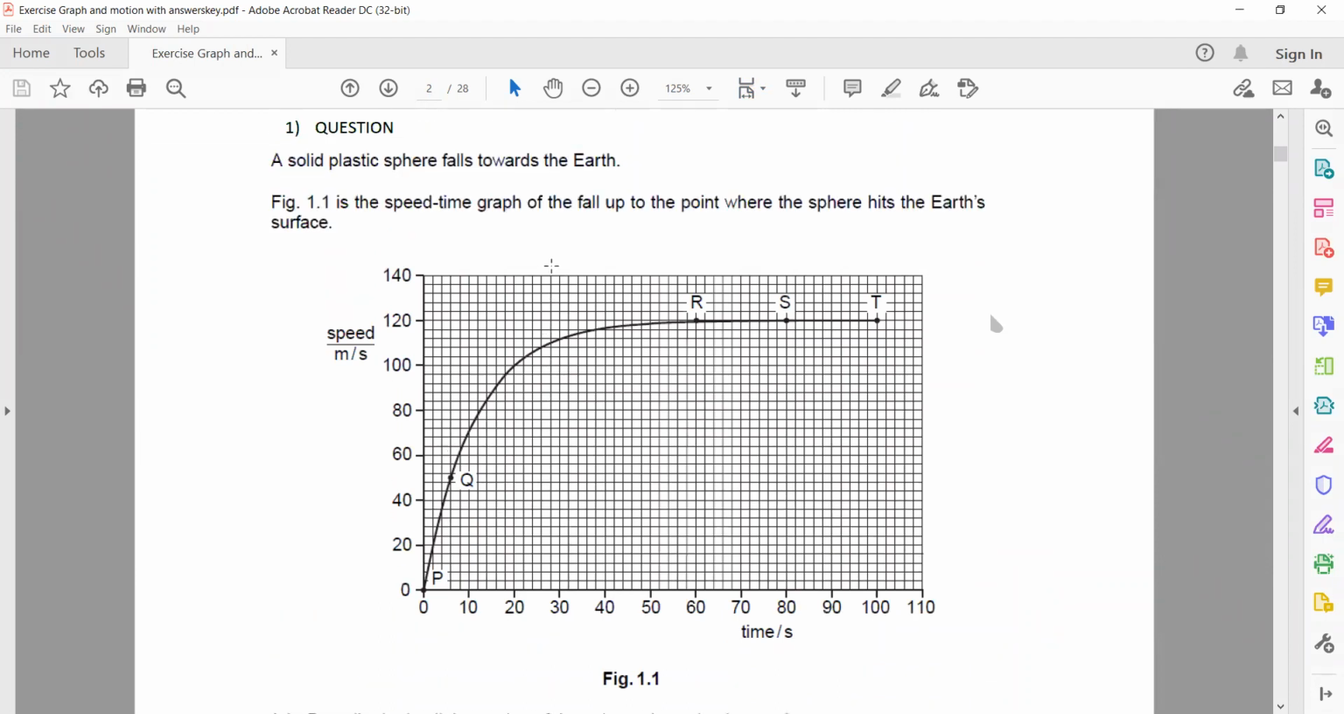So when the speed time graph is there, we normally use the term acceleration. From P to Q, because it's a straight line, what happened to acceleration from P to Q? The acceleration is constant, or there is a constant change in the speed.